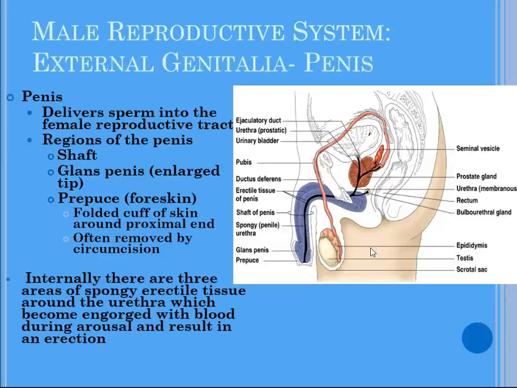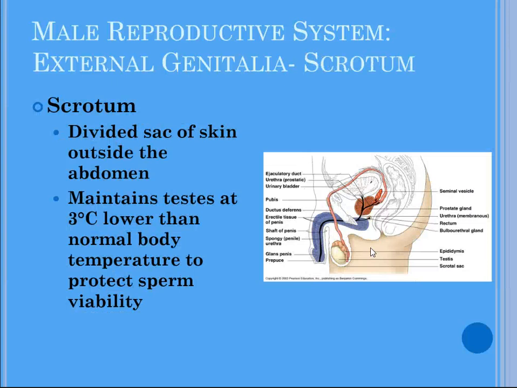Okay, now the external genitalia, this is going to be the penis, and most of the time it's soft and not doing anything, but there's spongy tissue that will fill with blood, and that's what allows the penis to become a sperm delivery device to get inside of the female. Okay, and then the scrotum is really interesting.